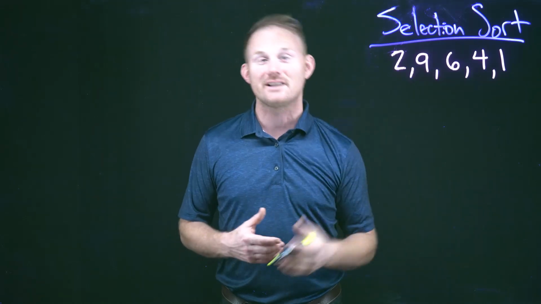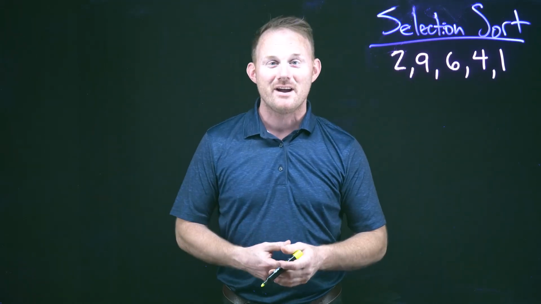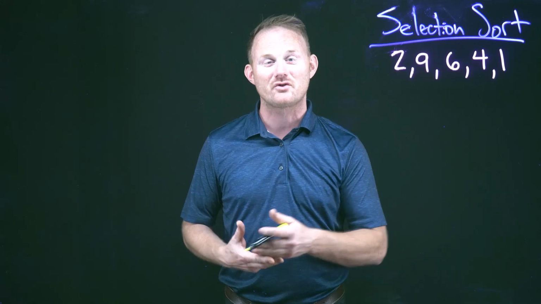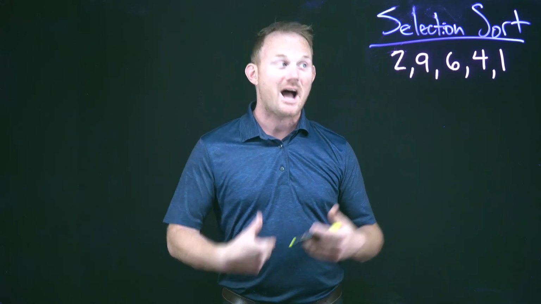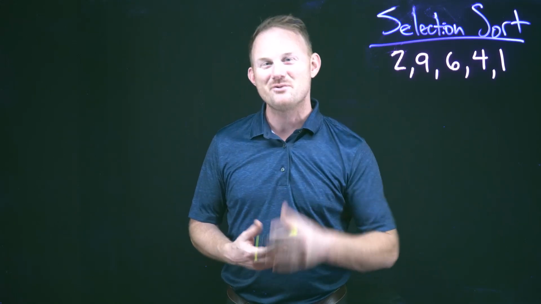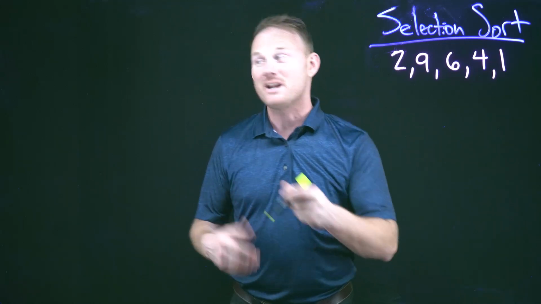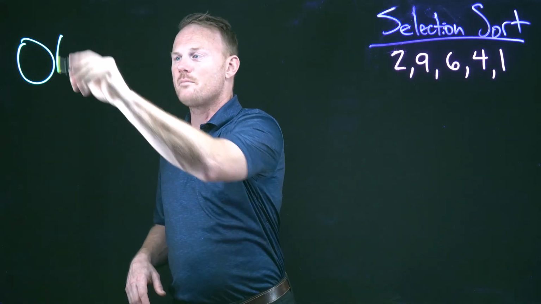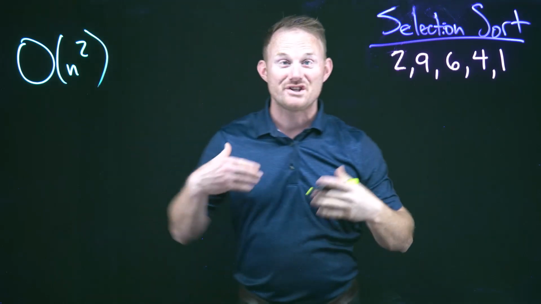And today we are going to look at selection sort. This is the third sorting algorithm that we have done. We've done BubbleSort and insertion sort, and I would say this is an improvement over those. You'll see why. We'll come back to that. But it does have a big O of n squared, which is not good.